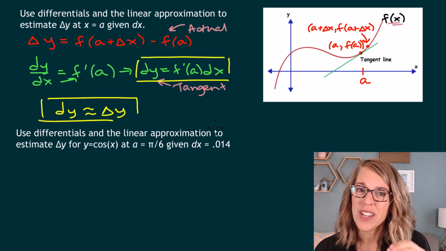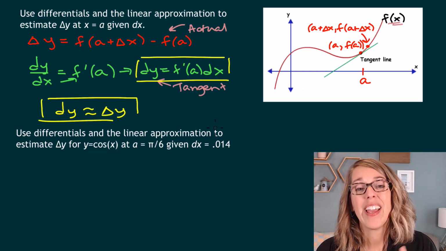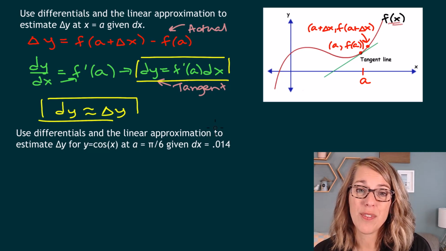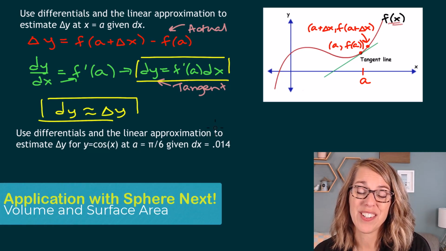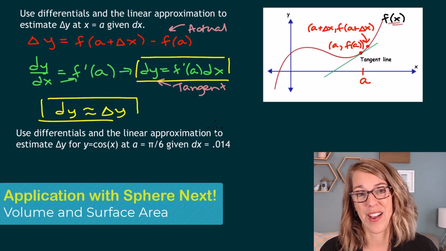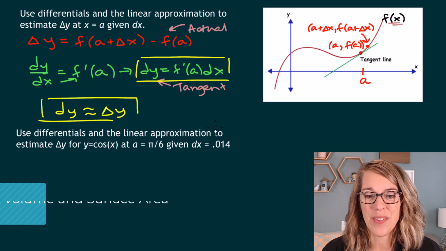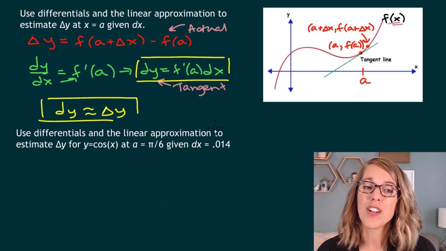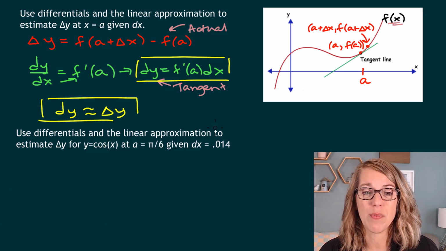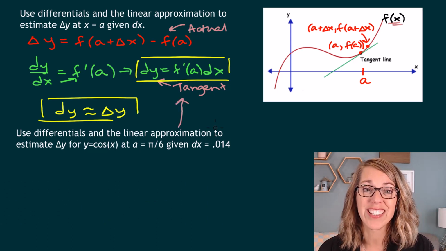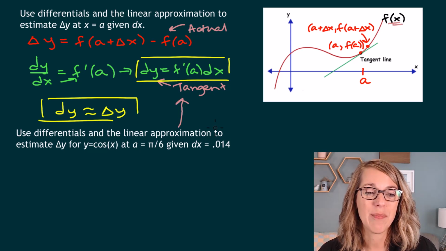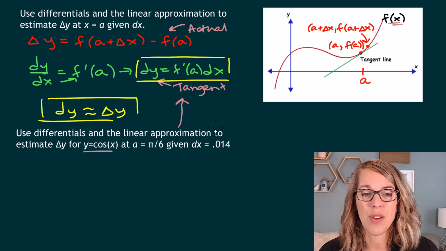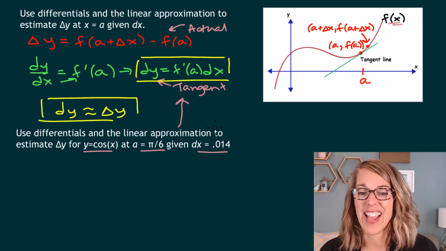I'm going to start off with a really simple, straightforward example, and then we're going to jump into differentials to calculate the difference in a surface area and a volume of a sphere. Let's go ahead and start with this one. So we want to use differentials and the linear approximation, which means that we are using this tangent line formula to estimate delta y for y is equal to cosine x at pi sixths, and we are given a dx.